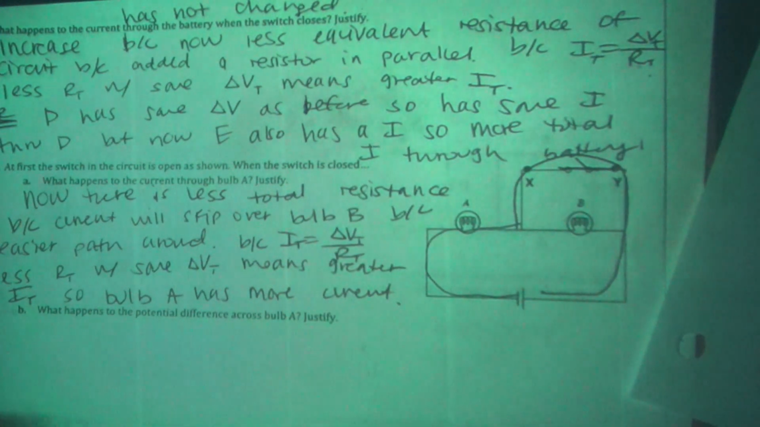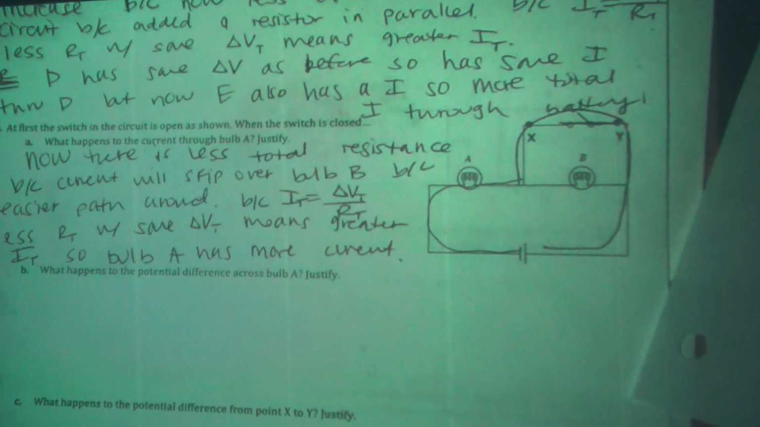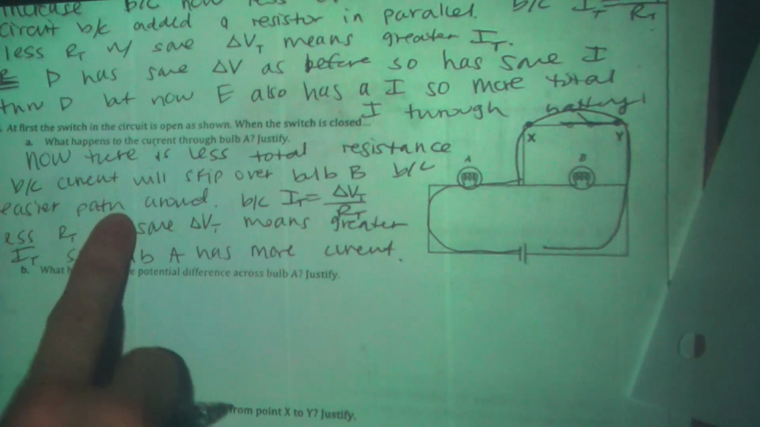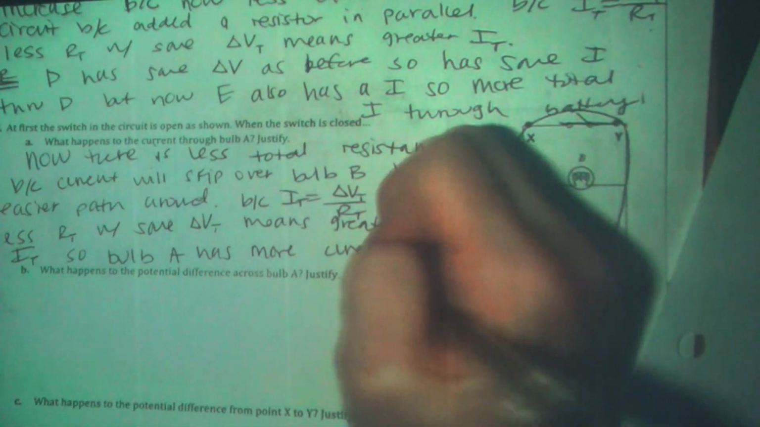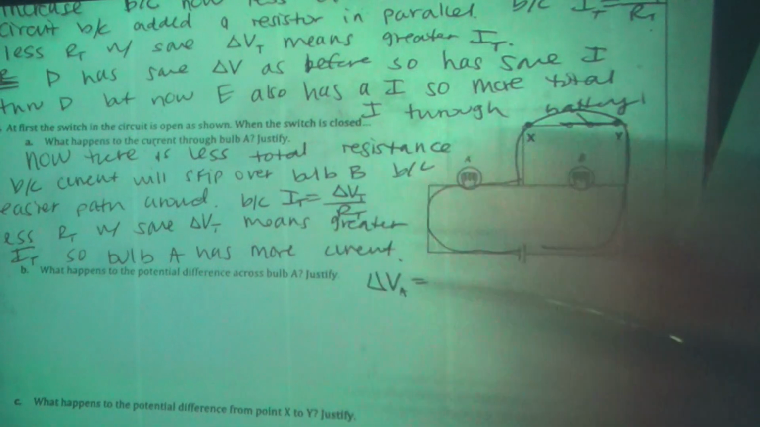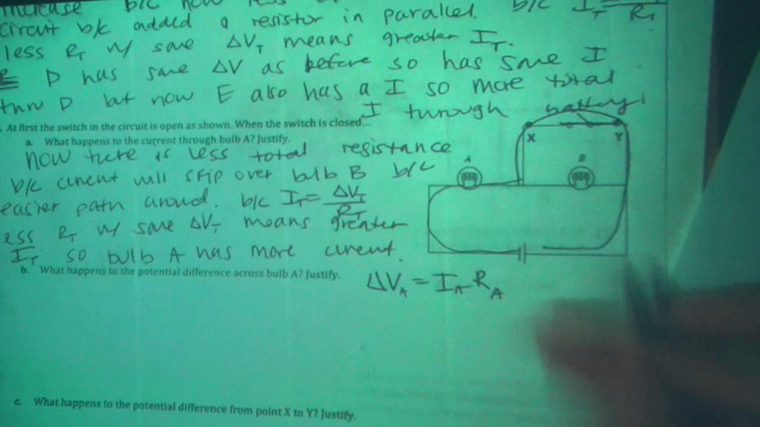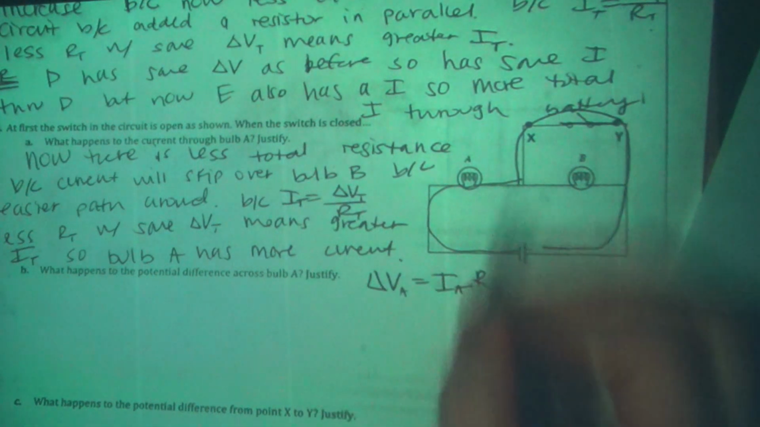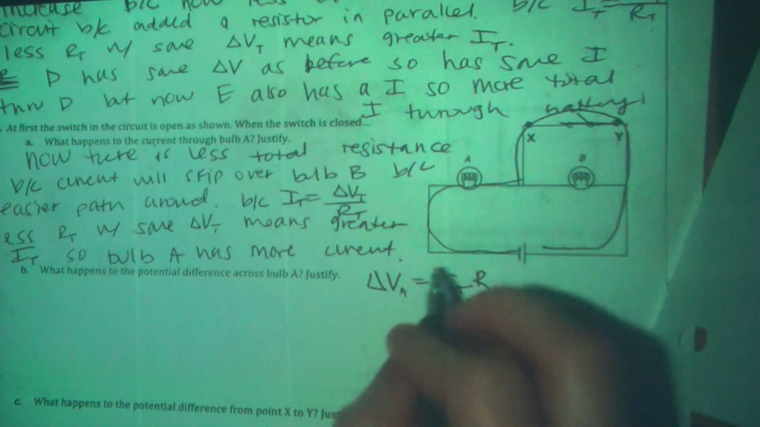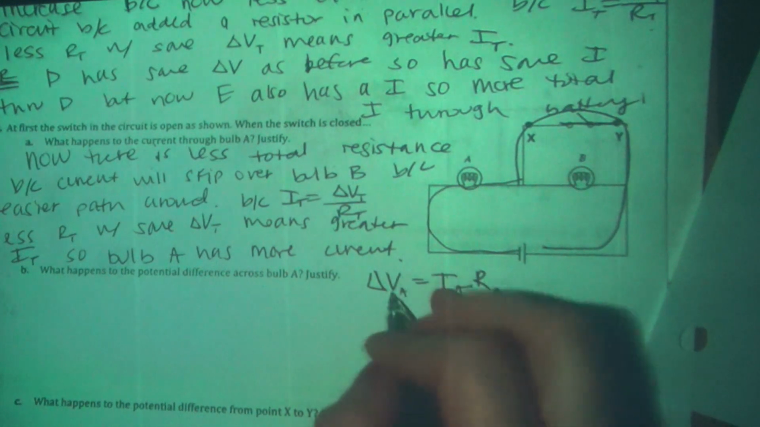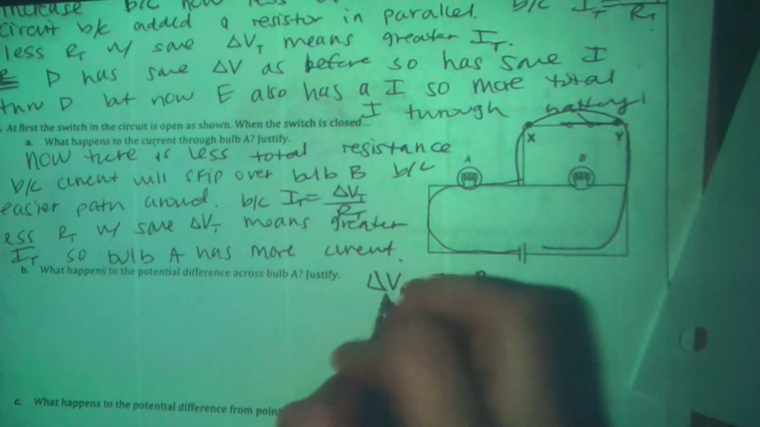Now part B is asking what happens to the potential difference across bulb A. Some of you might say, and you can totally use this, that the voltage across bulb A is just the current through A times the resistance of bulb A. Well, the resistance of bulb A is the exact same, it's the exact same bulb, but now you have more current going through the bulb, so you'll have a greater potential difference, a greater voltage drop over the bulb.